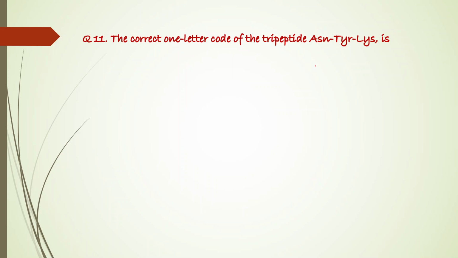I think the only mistake that you could have made is about lysine. Sometimes you chose L, but that is not the code for lysine. L is the code for leucine, not lysine. For lysine, the one letter code is K. So the correct answer should be NYK. Okay. Thank you very much for answering. Most of you have answered it correctly.